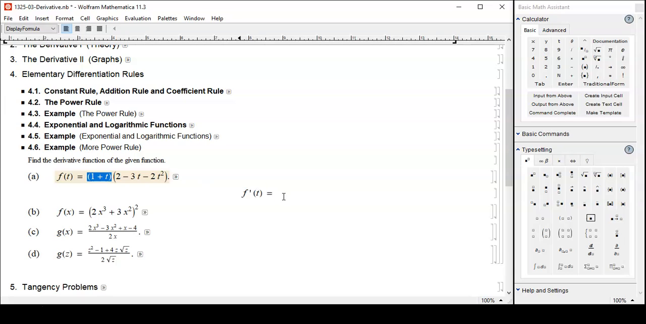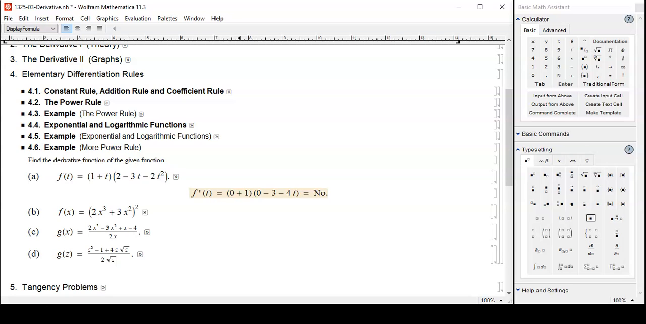Take the derivative of this, then you're going to get 0 plus 1. And take the derivative of this, derivative of 2 is 0. And the derivative of negative 3t, so that's negative 3. And derivative of this 2t squared minus 4t. Looks like this is the answer if you take the derivative of this times derivative of that, but that's wrong. There's something called the product rule that we're going to have to discuss next time.